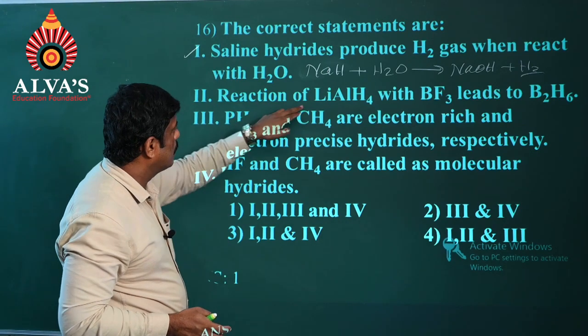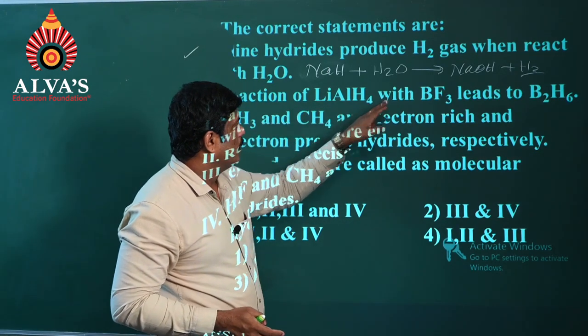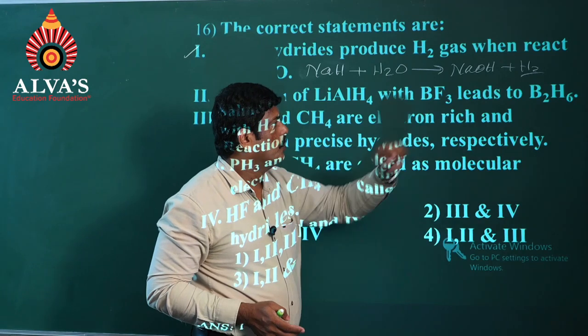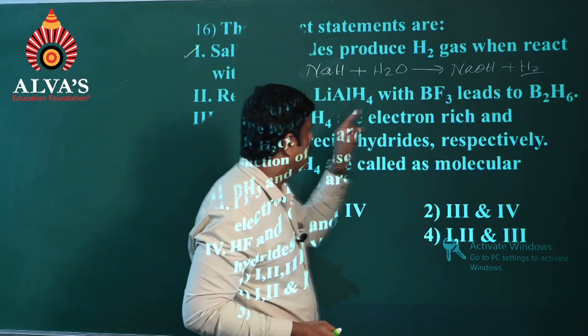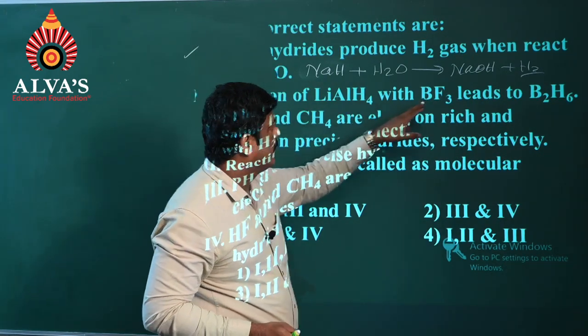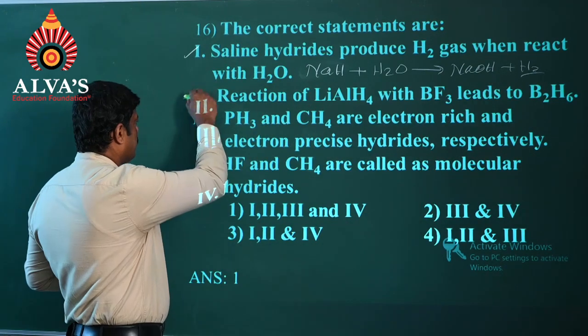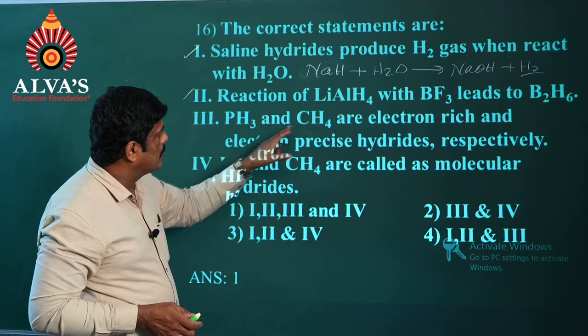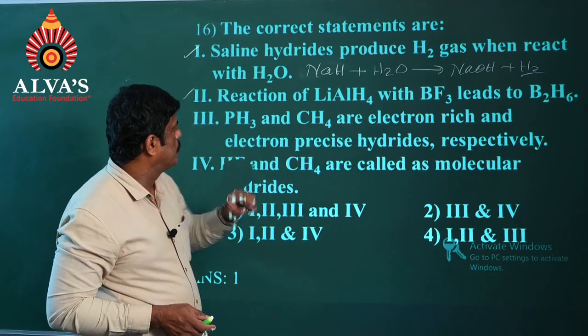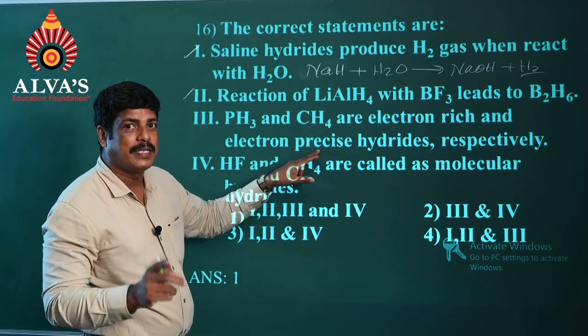Reaction of lithium aluminum hydride with BF3 leads to B2H6. So this is also correct. When lithium aluminum hydride reacts with BF3 it produces B2H6. So the statement is correct. PH3 and CH4 are electron rich and electron precise hydrides respectively.